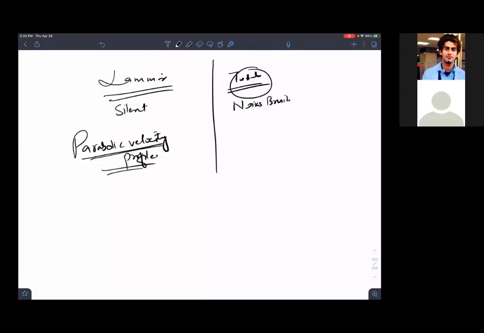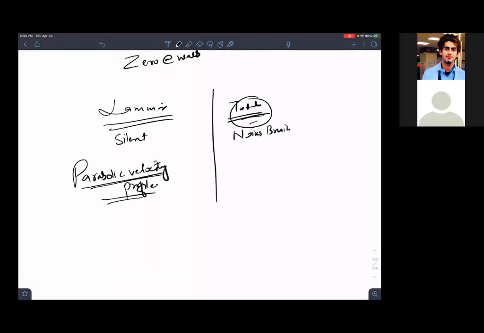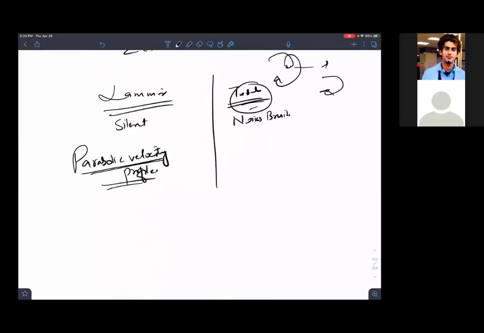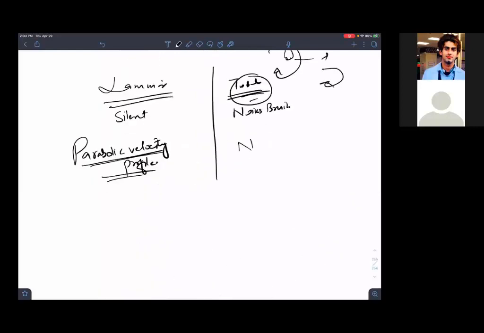Did you see anything in turbulence? No, sir, we can't find anything. There is no such gradient. Everything is moving like this. Everything is moving in turbulence. Is it clear? So there is no such gradient.